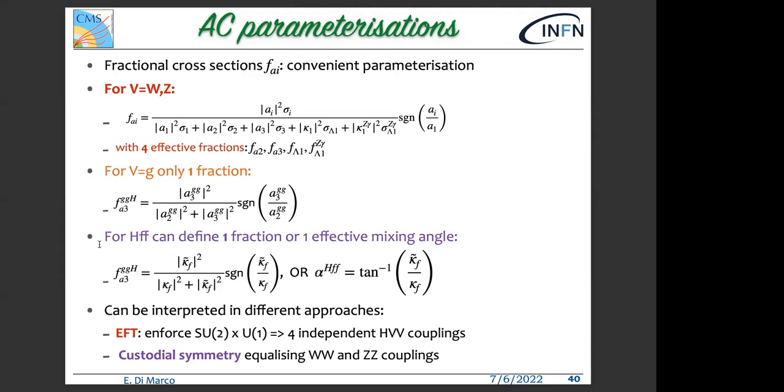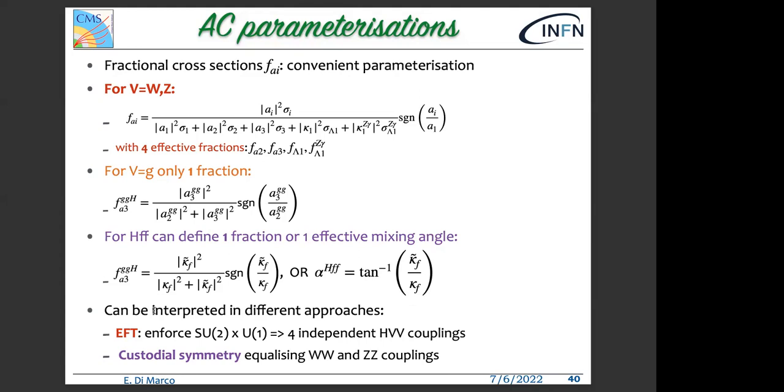And for the Higgs to fermion, we can do something similar. You will probably see this in the talk by Bemong tomorrow. But for this, what we do is measure the fraction and the sign of this coupling. Okay, and this can be interpreted in two approaches.